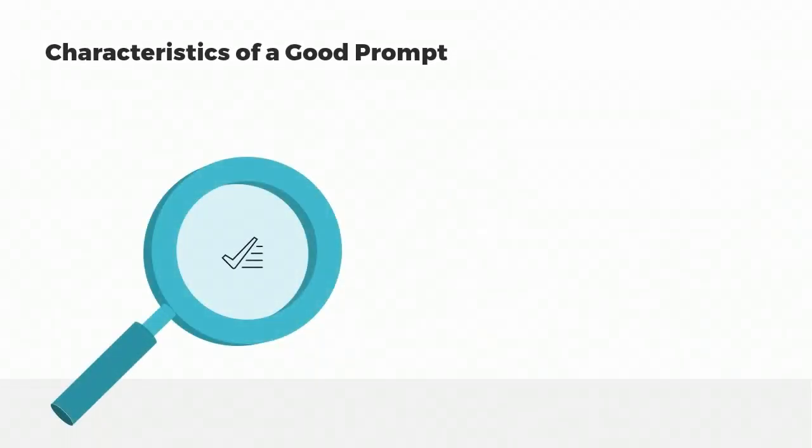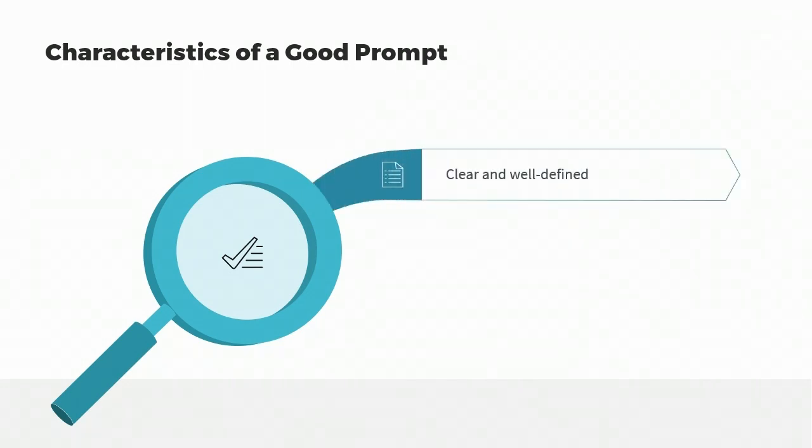As we discussed earlier in the course, a good prompt effectively conveys the user's intent to ChatGPT and enables the model to generate relevant and accurate responses. Let's dig deeper into some of the key characteristics of a good prompt. Prompts should be clear and well-defined, with a specific question or request. This helps the model to understand the user's intent and generate a relevant response.